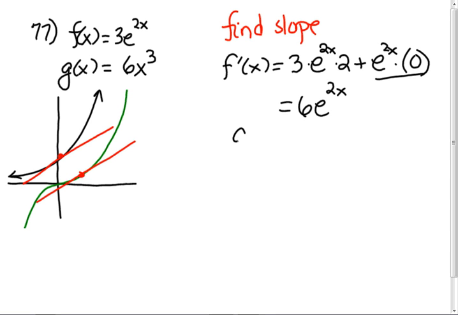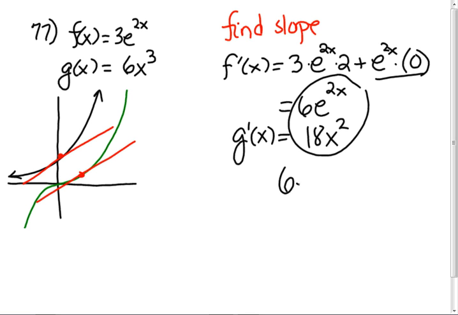And g prime is easier. That's equal to what? What's the derivative of 6x cubed? 18x squared. And you want to know where they're parallel? Yeah, parallel. So what's got to be true about these two guys? Their slopes have to be what? The same. This graphing calculator, I can't solve it algebraically. It's not possible.